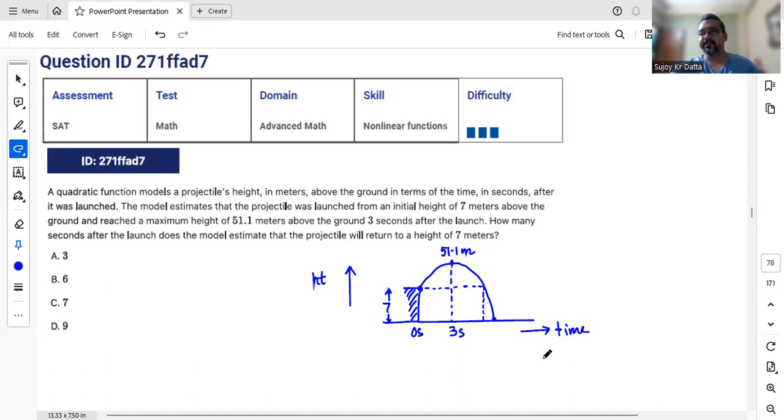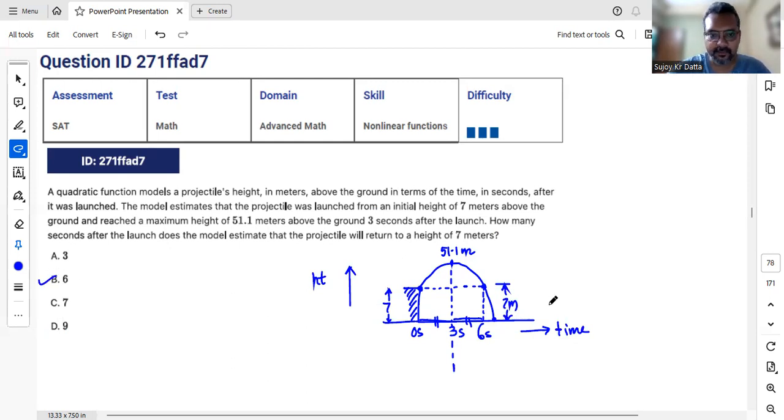So the easiest way of doing this is using the concept of symmetry rather than getting into what the equation of this quadratic would be. We know that this is a quadratic function and it's going to be symmetric about the line of symmetry, about the peak value. This is the line of symmetry passing through the vertex. So this distance and this distance must be the same. This is 3 seconds, so this must be 3 seconds. So this is 6. So at 6 seconds, it will again be at a height of 7 meters. So that's the answer.